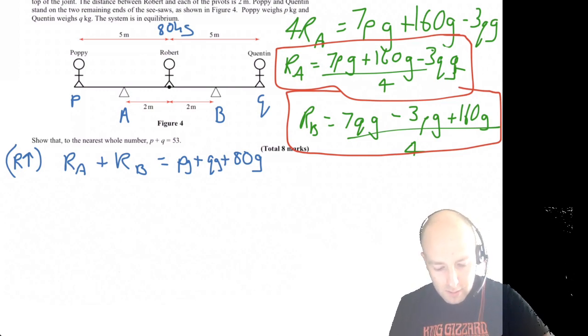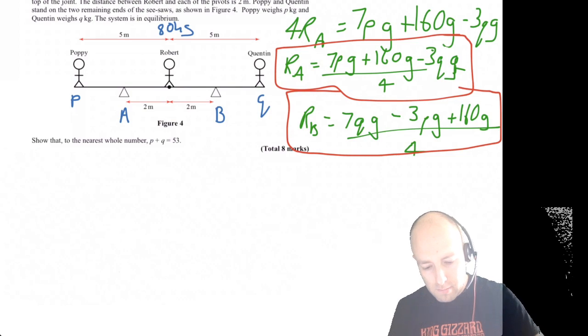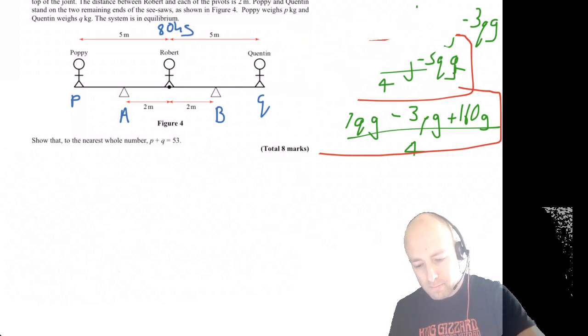Okay, I see how they've decided to do this. It's interesting. Okay, so what they've decided to do is to say, we're looking at Robert. Robert has ATG acting down. And Robert is going to have a force up on him from Poppy, and a force up on him from Quentin. And we can balance all of those forces. No, we're not skipping it. So we're balancing the forces on Robert.